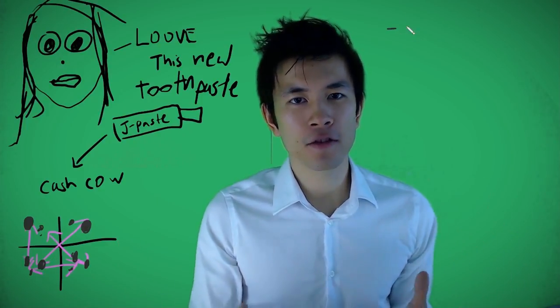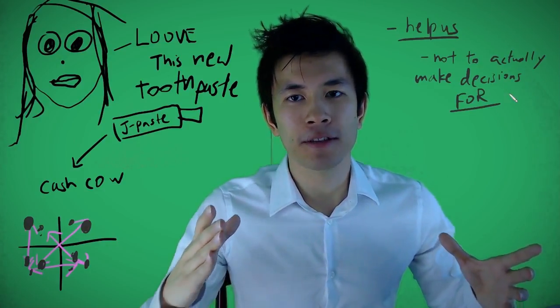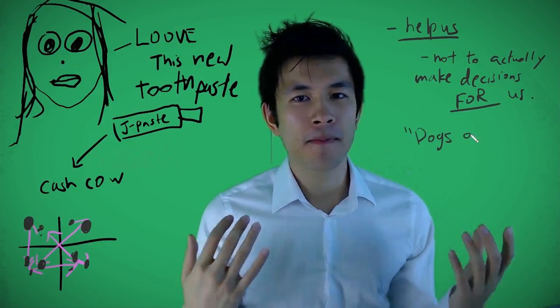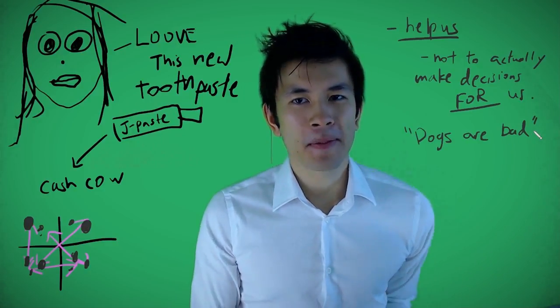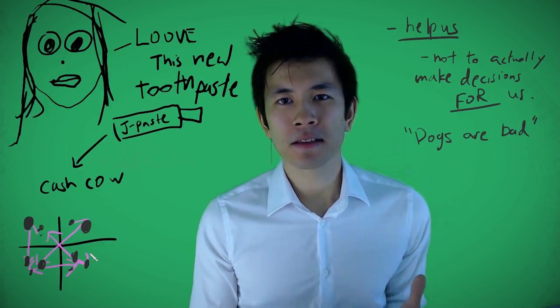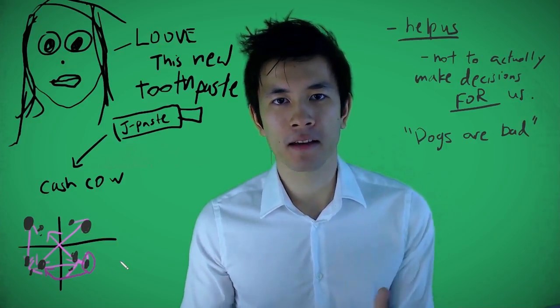Remember that the BCG Matrix is just a tool for us to visualize the portfolio of a company. It's meant to help us make decisions, but not to actually make decisions for us. For example, the Matrix tells us that dogs are bad and that we should sell them off. But that doesn't mean that it's always the case. Sometimes a dog can indirectly contribute to the sales of another product in the company.